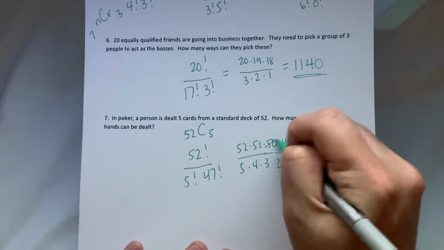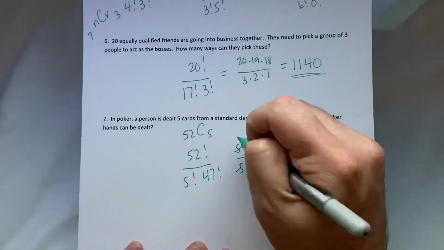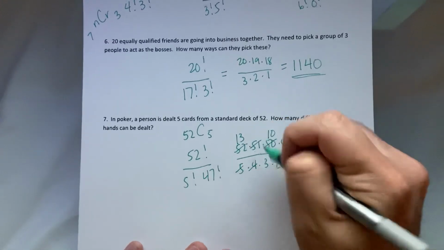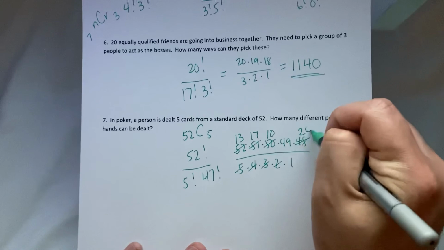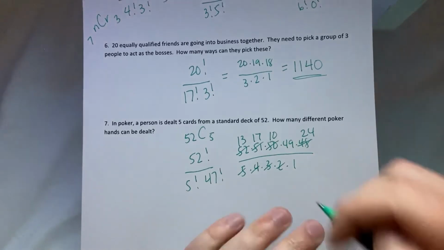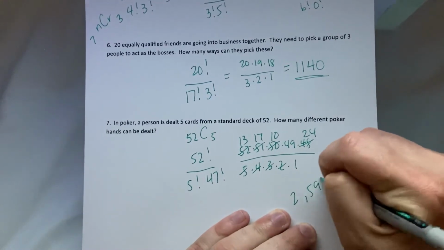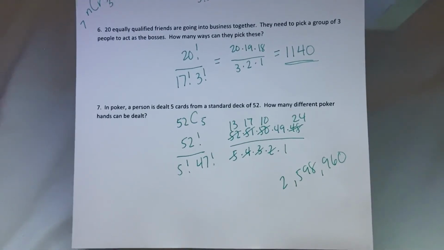How so? 50 divided by 5 is actually 10. 52 divided by 4 is 13. 51 divided by 3 is 17. 48 divided by 2 is 24. Now all the numbers in my denominator are gone and I can just multiply. So if you're someone who's doing these all by hand, it is possible to do it by hand. Either way, there are 2,598,960 poker hands. And we will continue in the next video.